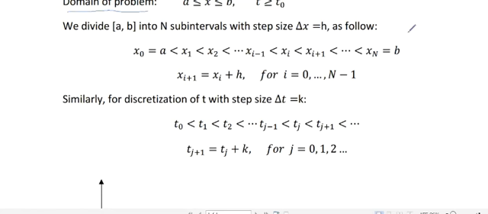Suppose, for example, the domain of a problem is: the interval for x is from 0 until 2, and t starts from 1. Suppose h, or delta x, is 0.5, and k, or delta t, is equal to 1.2.